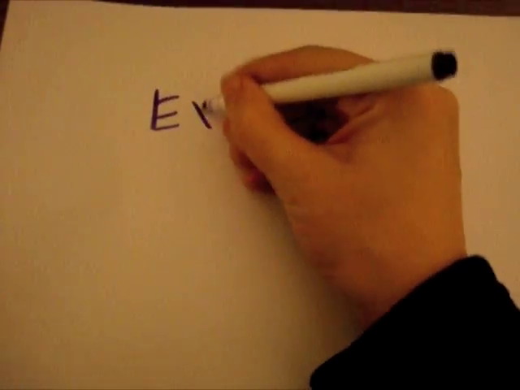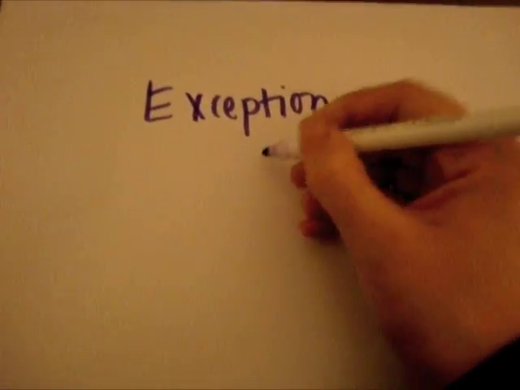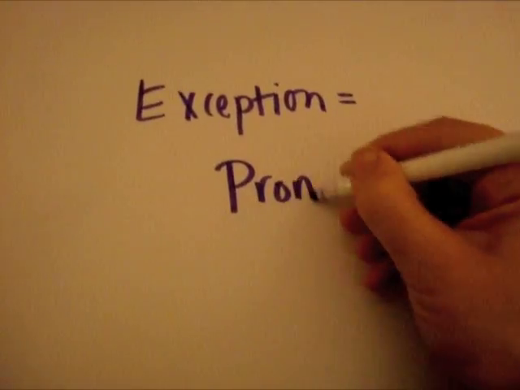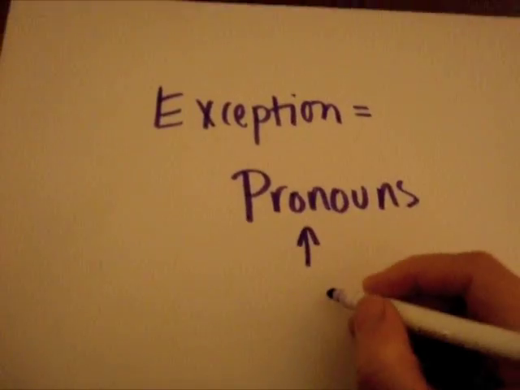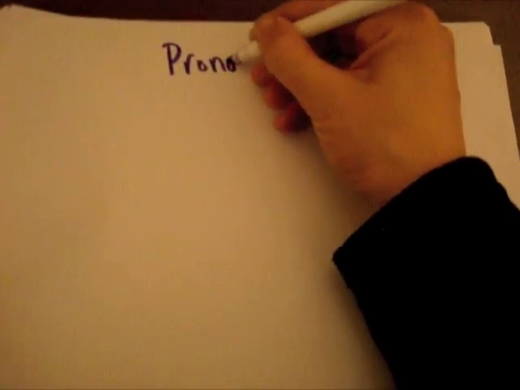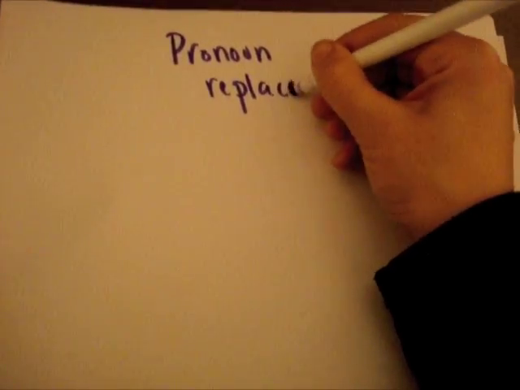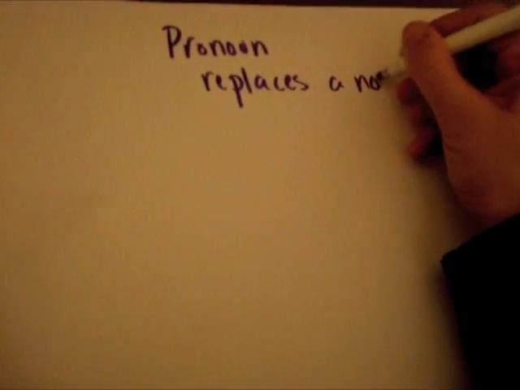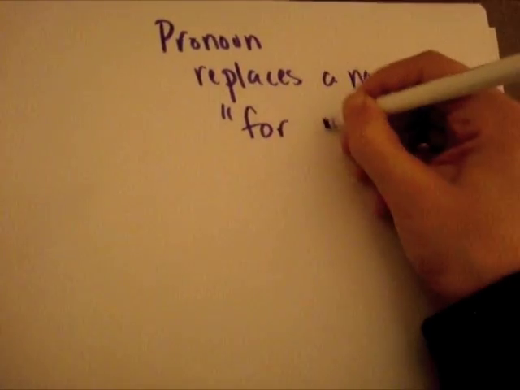With any rule in grammar, there are of course exceptions. In this case, the exception would be pronouns. You might be asking yourself, what's a pronoun? I'll remind you. A pronoun is a word that is used to replace a noun. So if I don't want to keep saying Sally over and over again, I would use a different word. It literally translates as for a noun.